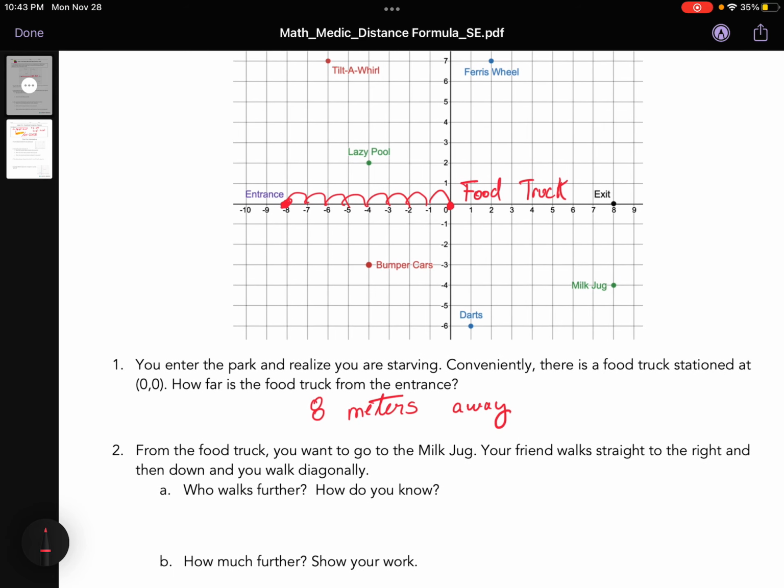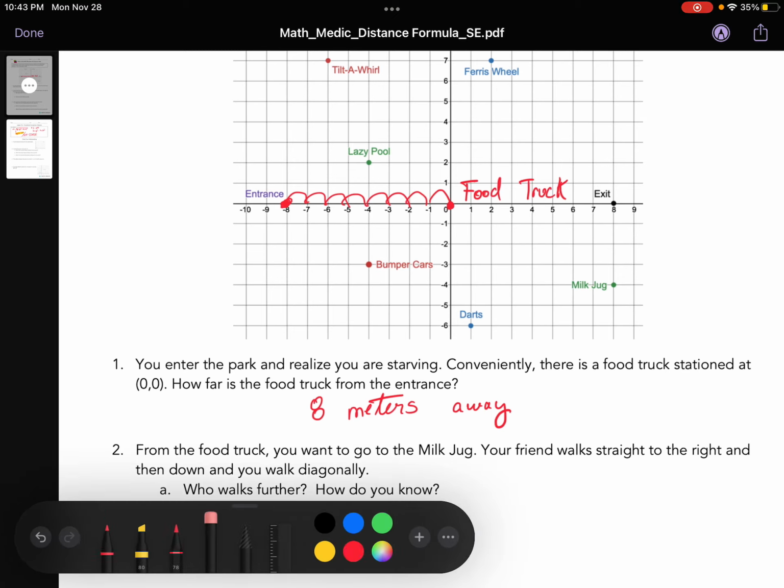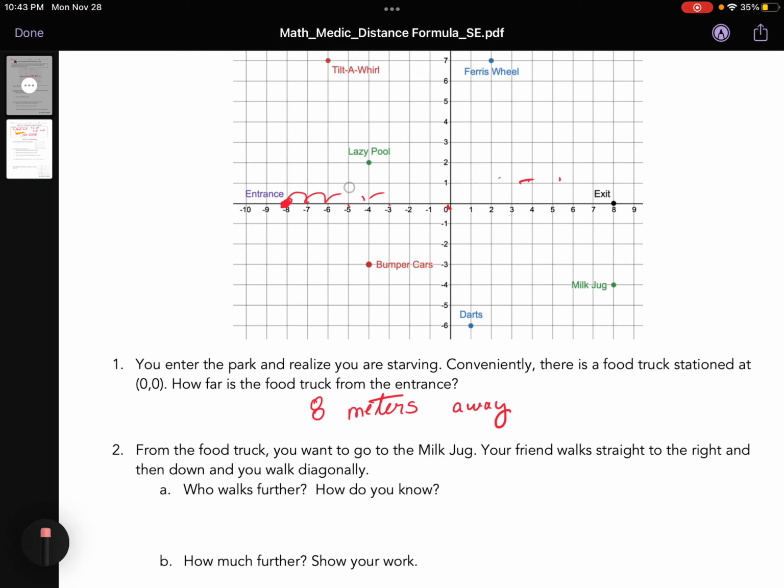2A. From the food truck, you want to go to the milk jug. Your friends walk straight to the right and then down, and you walk diagonally. Who walks further? How do you know? Well, I'm going to erase the word food truck real quick and pick our point, the food truck. Oh, I hope you are copying this down.